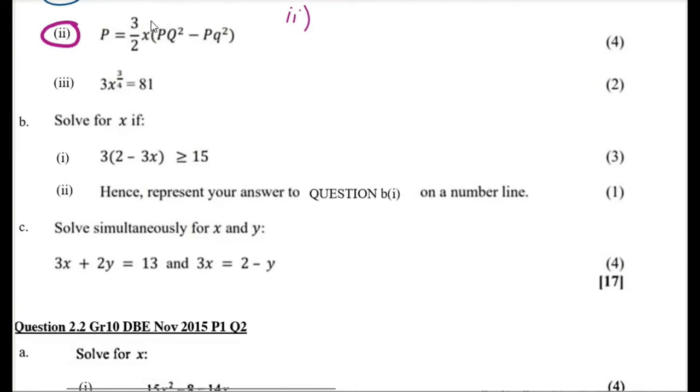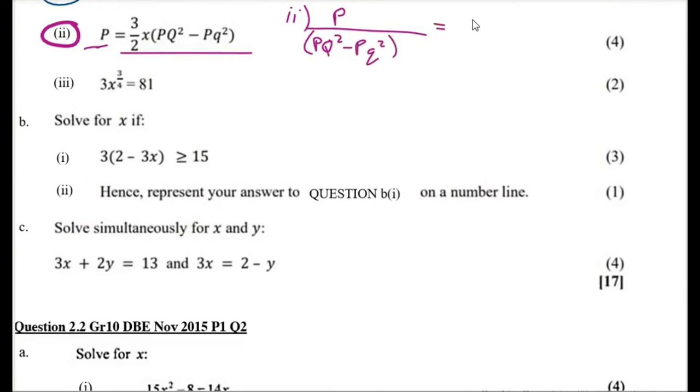So I want to get rid of everything that doesn't have an x. So I'm going to get rid of that entire bracket. And we've got to do the opposite operation. So at the moment, there's multiplication happening in between it. So to get rid of it, we're going to divide by the entire bracket on both sides. Okay, so I'm going to land up with p divided by that entire bracket. And that's going to leave me with the 3/2x.